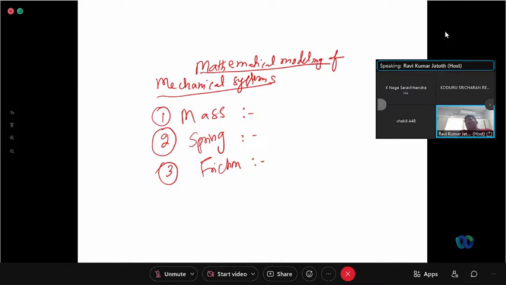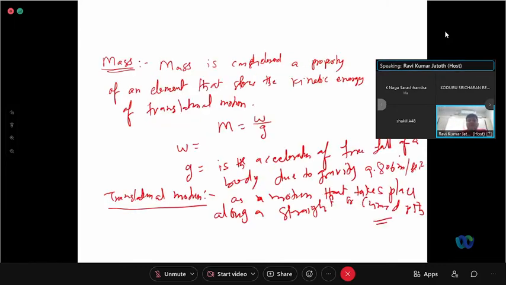Similarly, any mechanical system can be modeled by using three components. One is mass, another one is spring, another one is friction. Any mechanical system is modeled by using mass, spring, and friction. Right. So now we will see individually.